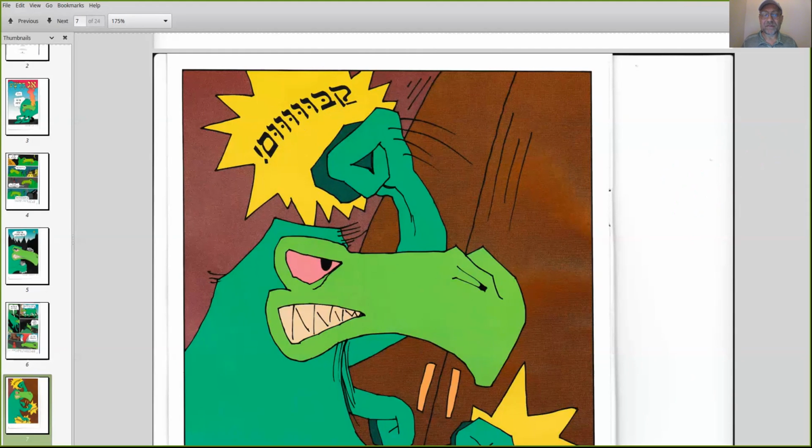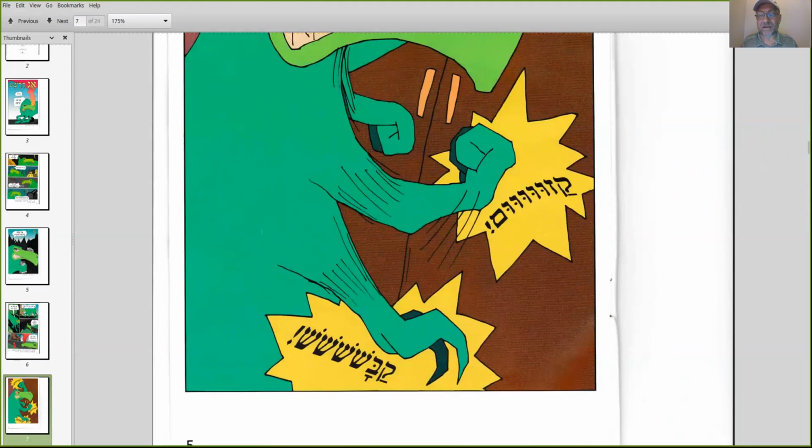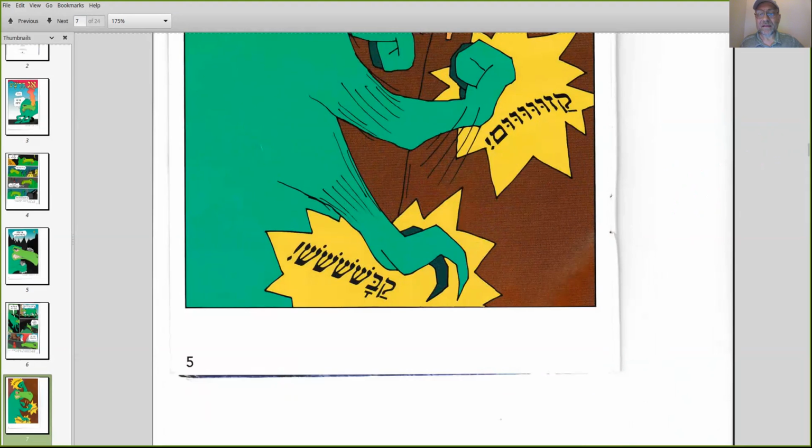Let's move on down and see what these other sound effects are. Now here's a different one. They have changed it up a little bit in the sound effects. We've got kof with patach, and then we have a zayin, and shurik, shurik, shurik. The sound ends with mem sofit. So we have kazoom, kazoom.